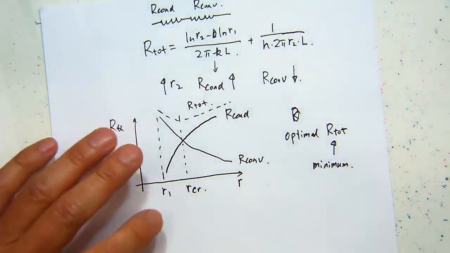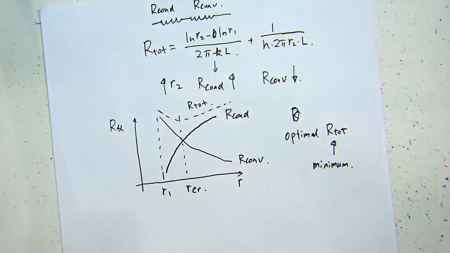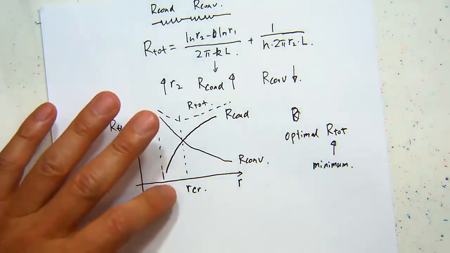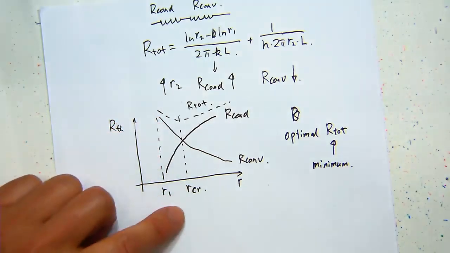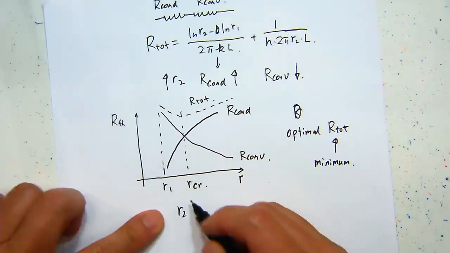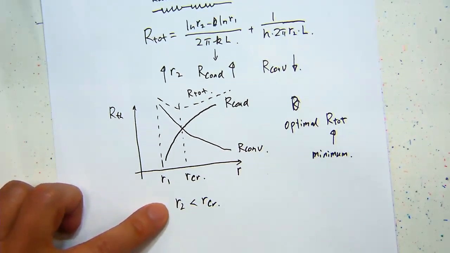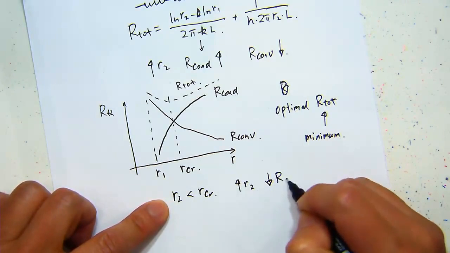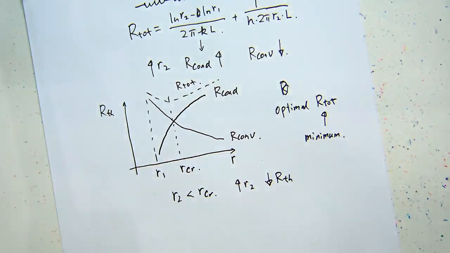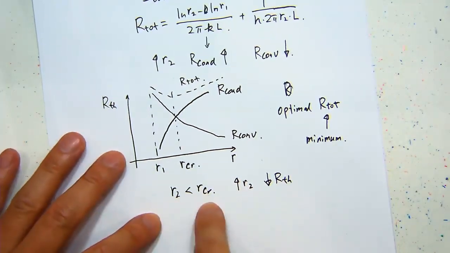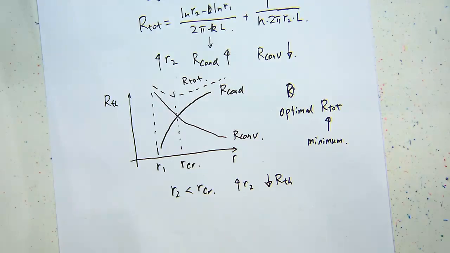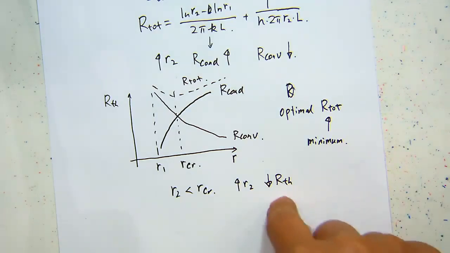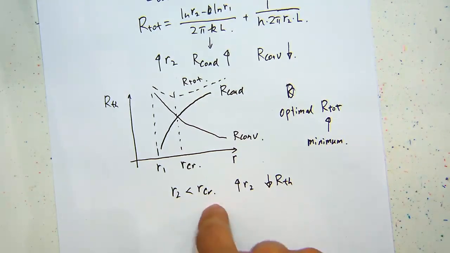So if you want to apply certain insulation to your electric wire or to your steam pipe, you need to bear in mind what this critical radius is. If R2 is smaller than the critical radius, when you're increasing R2, the total resistance actually is going down. So in other words, if R2 is smaller than the critical radius, the thicker insulation you put on, the more heat you could lose, because the thermal resistance is going down.